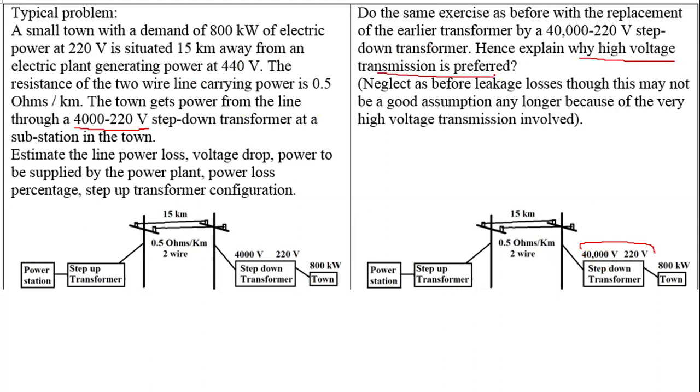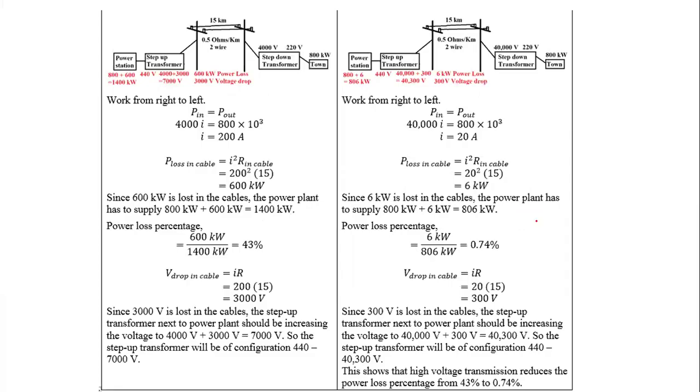So if we repeat the same problem with this new information, you will be getting something like this. So this is the first problem which we already solved, and this is the second problem. So here 800 kilowatt is the same. Instead of 4000 volts, you have 40,000 volts, which means instead of 200 amps, I'll be getting 20 amps. The power loss in cable, which is I squared R losses, instead of 200 squared, I'll be getting 20 squared.